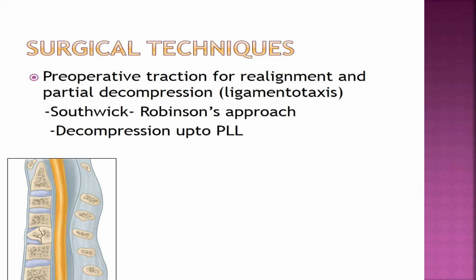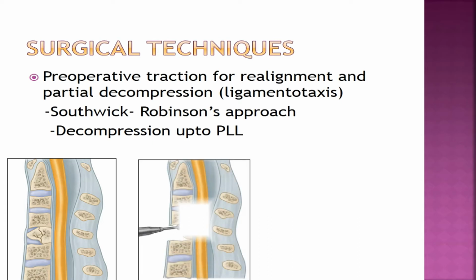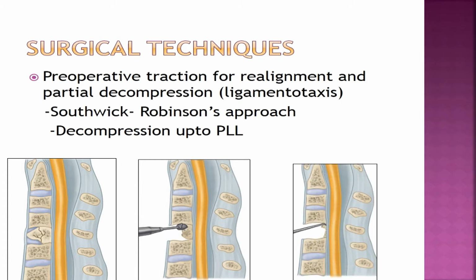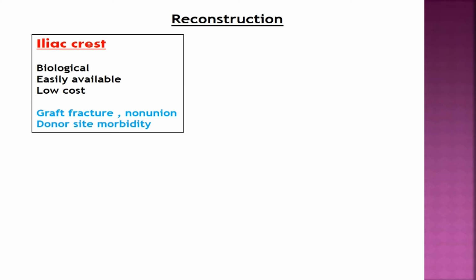The classical Smith-Robinson approach is used, and decompression is necessary after the PLL. You can use a burr to do that, but in case you are using a cage, then it is better to use a nibbler to remove the anterior part, and the posterior part can be removed with a burr or with a curette. Then, the second question is how do you reconstruct after you do a corpectomy?